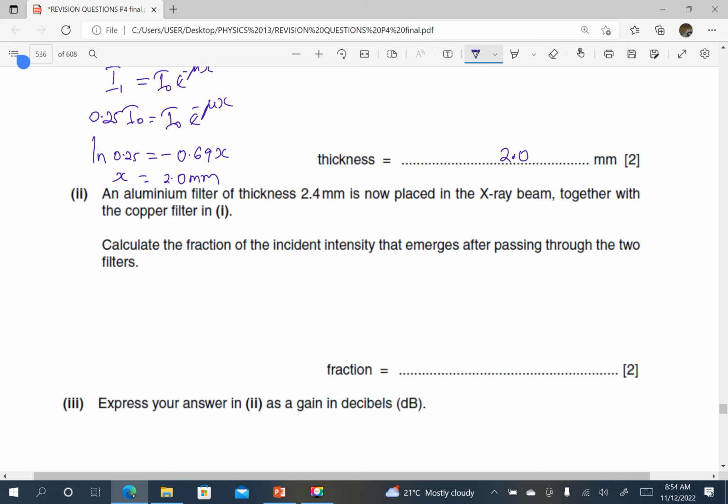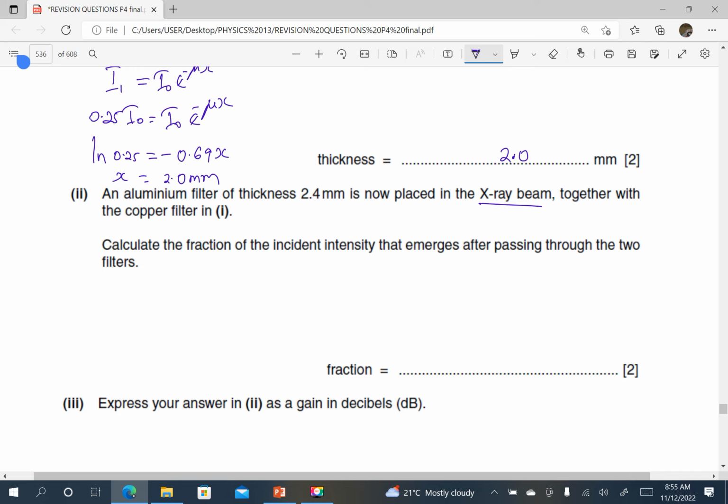An aluminium filter of thickness 2.4 millimeters is now placed in the X-ray beam. Remember, the aluminium filter removes the less penetrating or less energetic X-rays, the soft X-rays. Calculate the fraction of the incident intensity that emerges after passing through the two filters. So we have an aluminium filter and a copper filter.